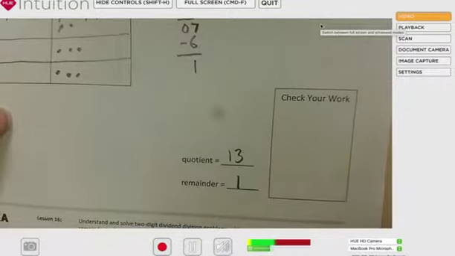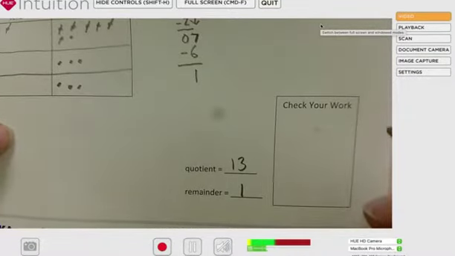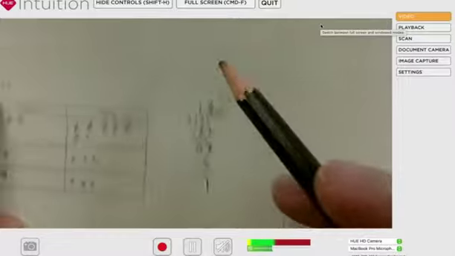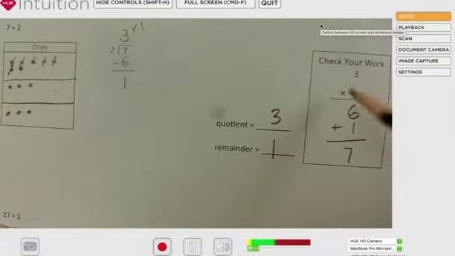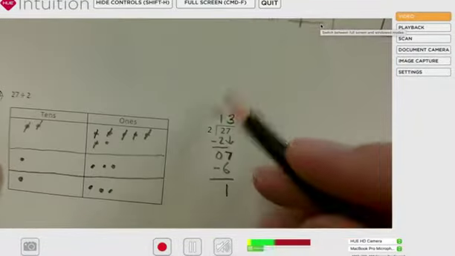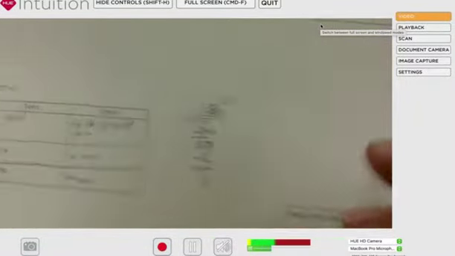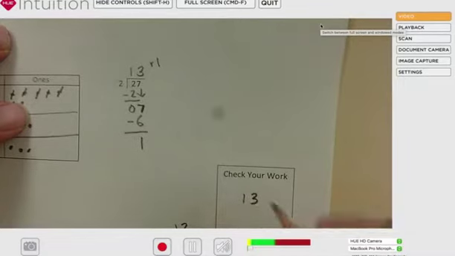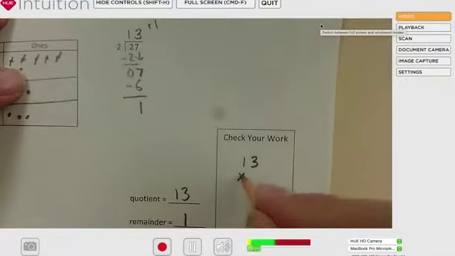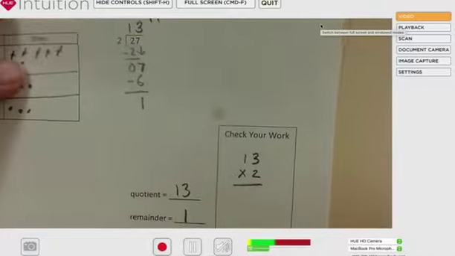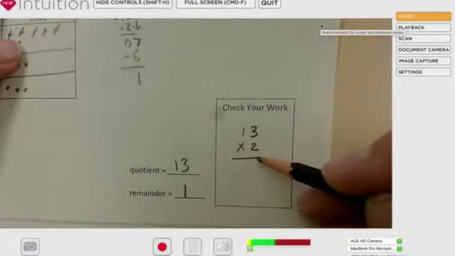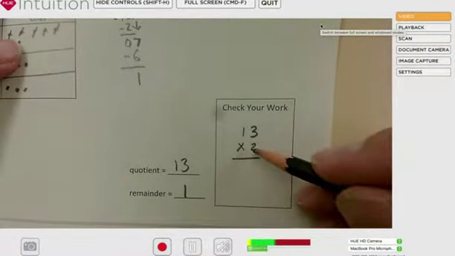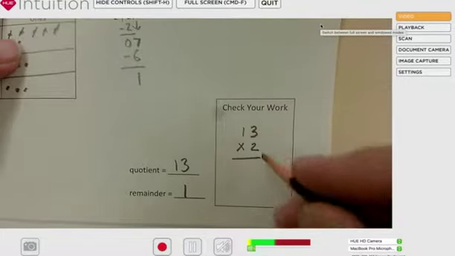Now, how we check our work this time is going to be a little different because we should always multiply. Right up here, we multiplied the 3 and the 2. Well, that's a basic multiplication fact, right? But down here, we have to multiply the quotient, which is 13, times the divisor, which is 2. So now we're doing 13 times 2 to check our work. We go up, then over. Remember that from the standard algorithm. Up, then over. 2 times 3 is 6.